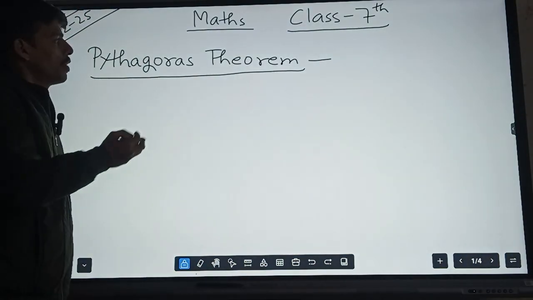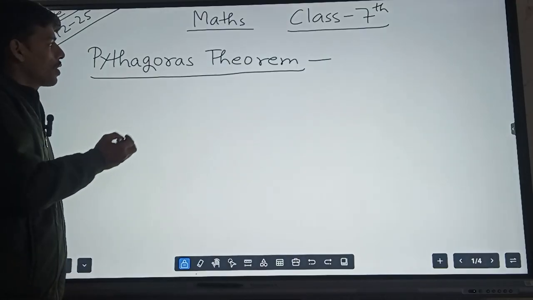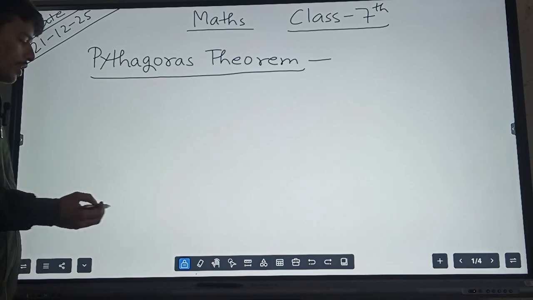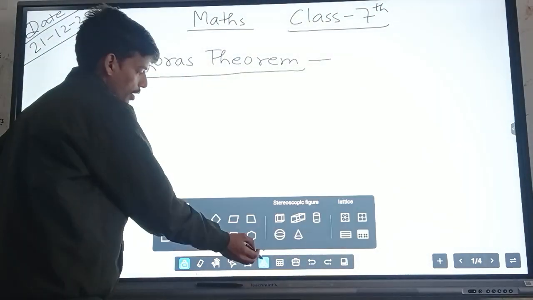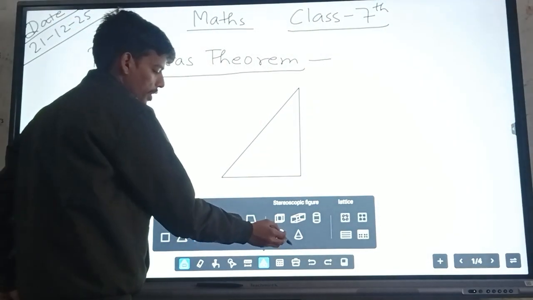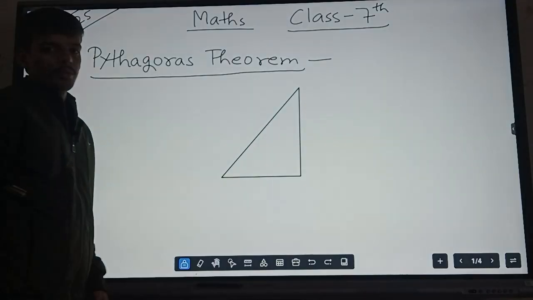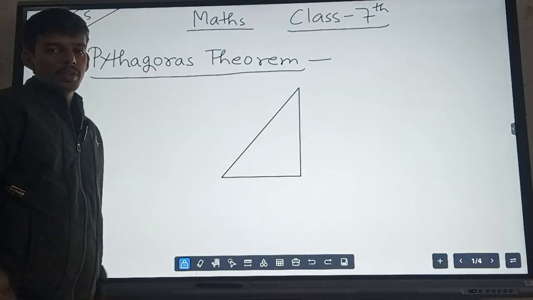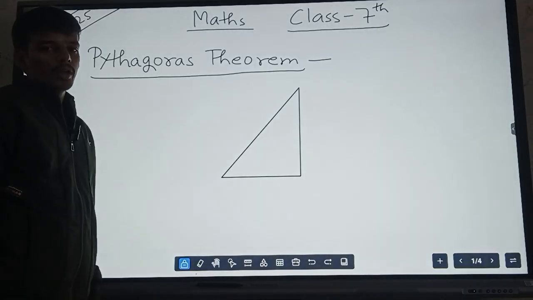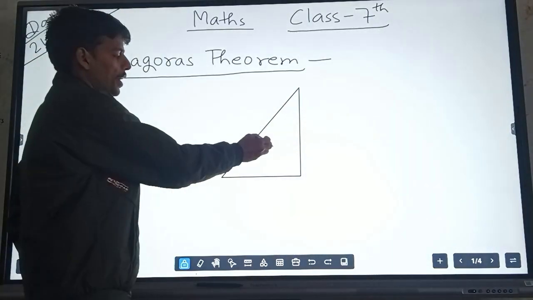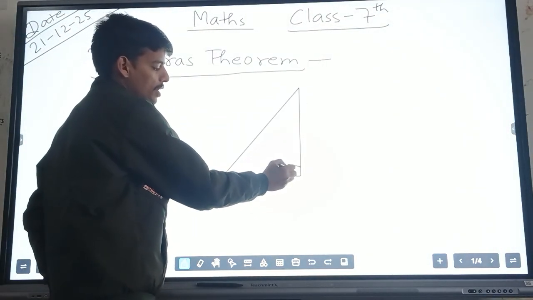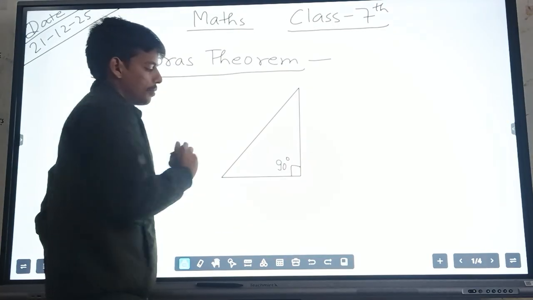Today in this class we will start a new topic, that is Pythagoras theorem. This theorem depends upon the type of triangle, that is the right angle triangle. We take the structure of a right angle triangle. A Greek mathematician named Pythagoras gave a relation between the sides of a right angle triangle. It is a right angle triangle because it is perpendicular and the value of this angle is 90 degrees.